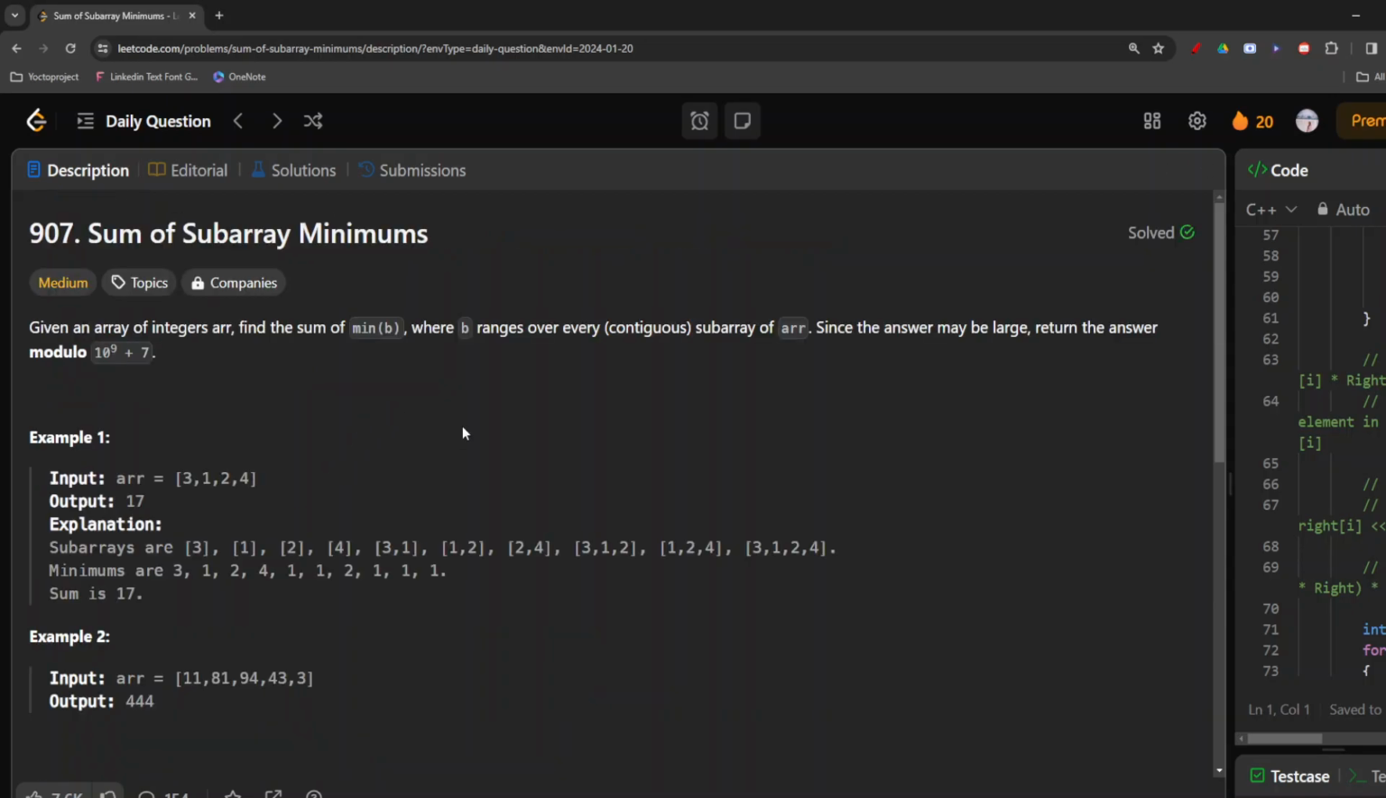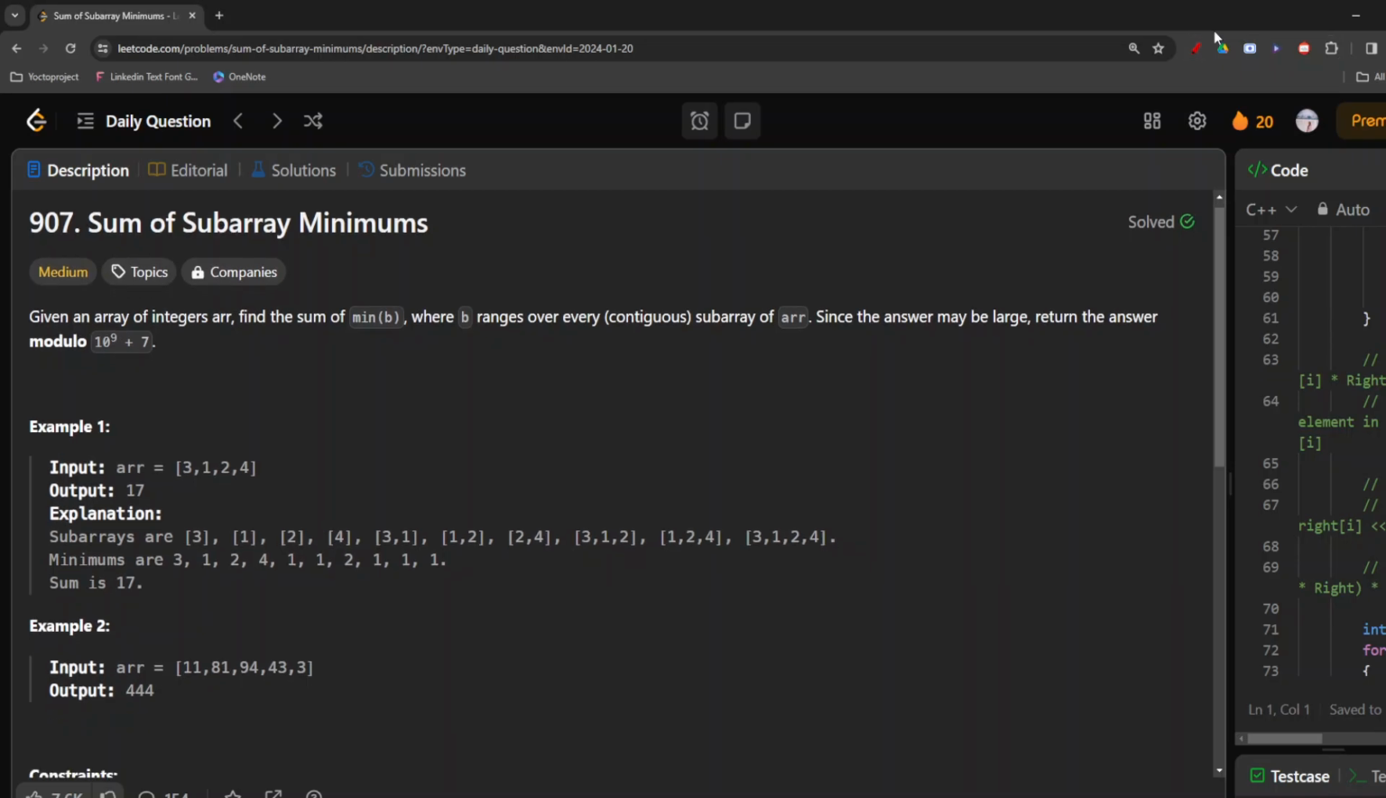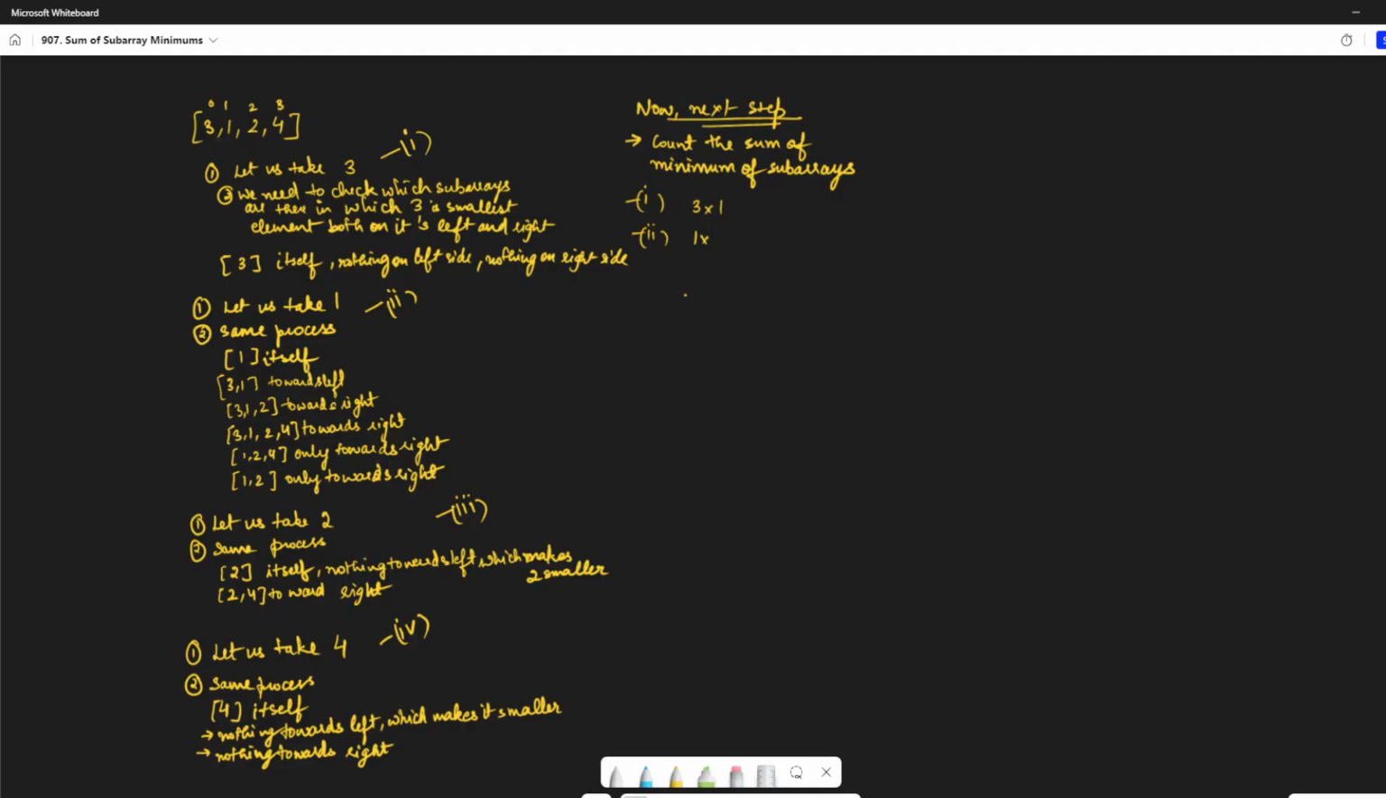Now, what the question is saying is that whatever input is there, say the array which is given to us is 3, 1, 2, 4, right?